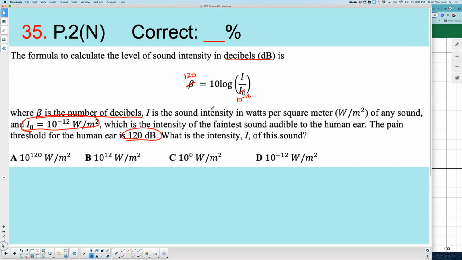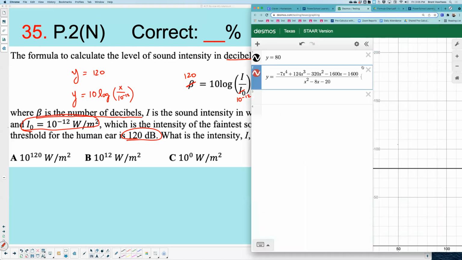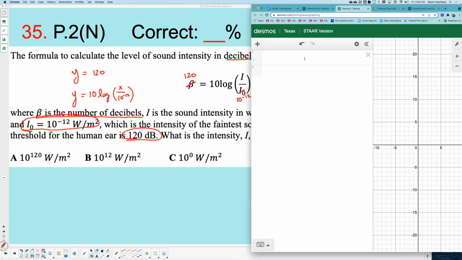And so when I type this in, what I'm going to do is Y equals 120 and Y equals 10 times log. And instead of I, I'll put an X. That's our unknown. I is our unknown. Divided by 10 to the -12. Okay, so that's what I'm going to type in. We'll see what you come up with here. So I'll clear that out. I'm going to go home.